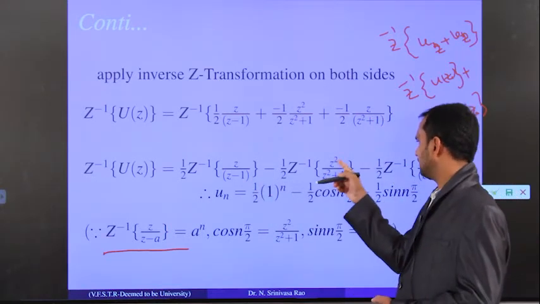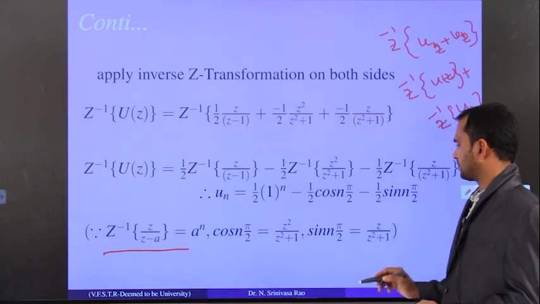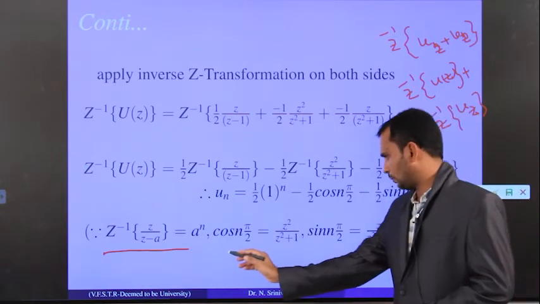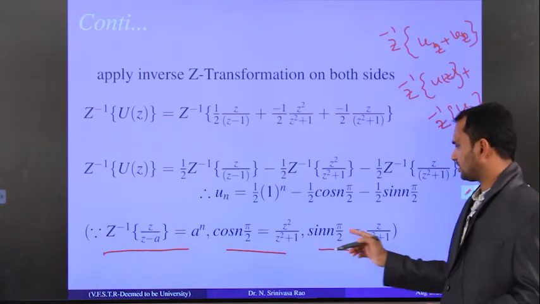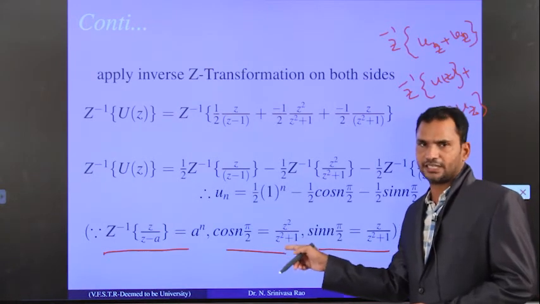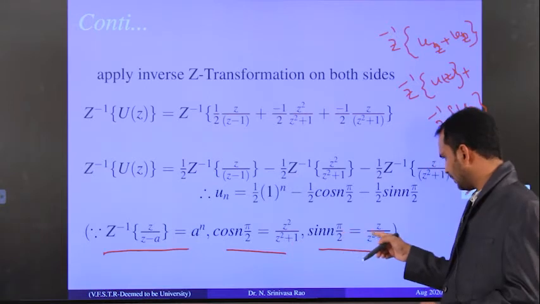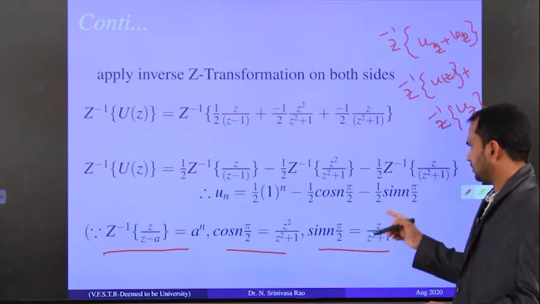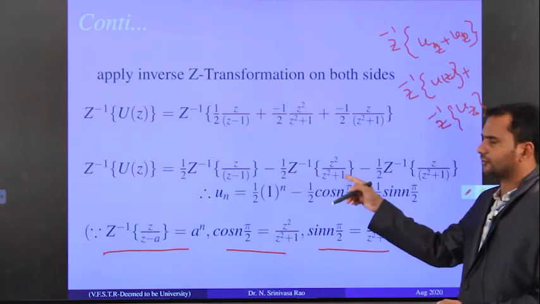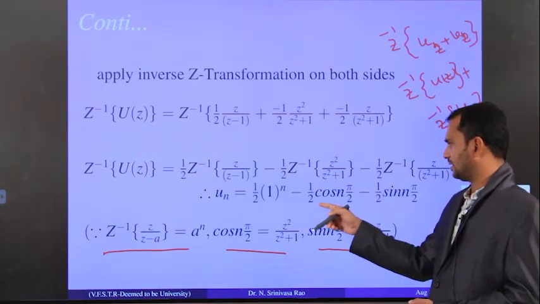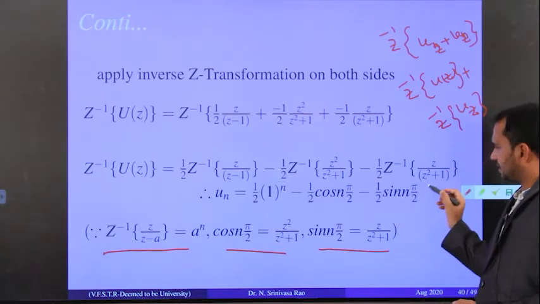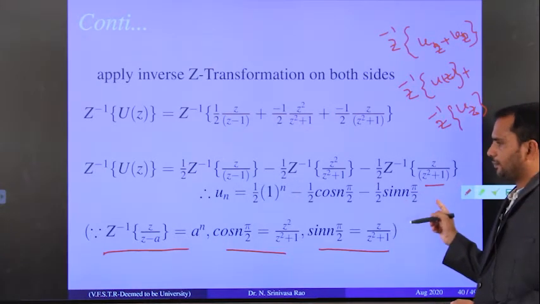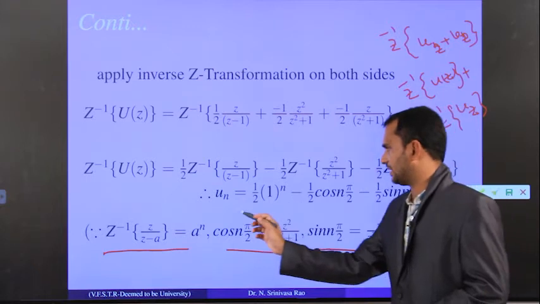Now, what is the Z inverse of z square by z square plus 1? Everybody knows what is cos n pi by 2 and what is sin n pi by 2. The Z transform of cos n pi by 2 is z square by z square plus 1, and sin n pi by 2 is z by z square plus 1. Therefore Z inverse of z square by z square plus 1 is cos n pi by 2. Similarly Z inverse of z by z square plus 1 is sin n pi by 2. So therefore the final answer is this one.